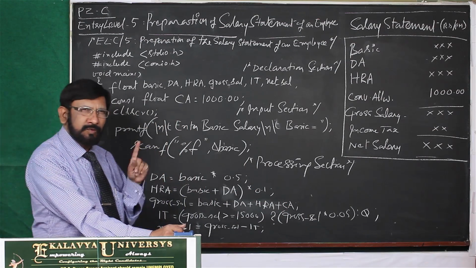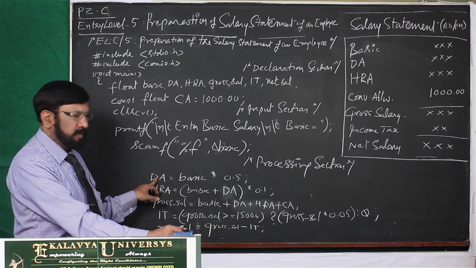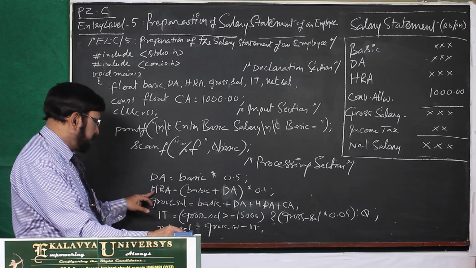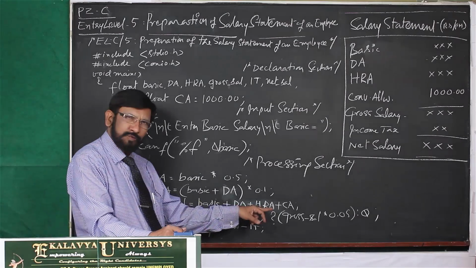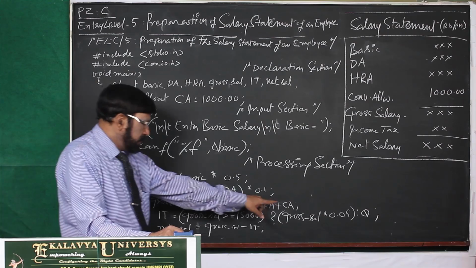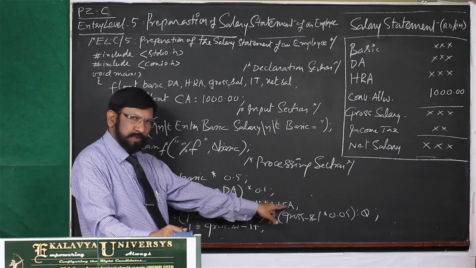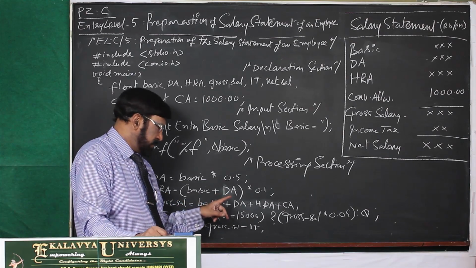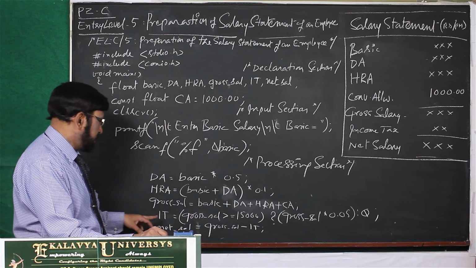Here is one point you must remember. Only after DA is calculated can we use DA. Only after HRA and DA are calculated can we use them. Before calculation, we should not use them. Always remember. Here CA we already initialized, that's why we are able to use that. So gross salary is the sum of basic and DA and HRA and CA, that is conveyance allowance.